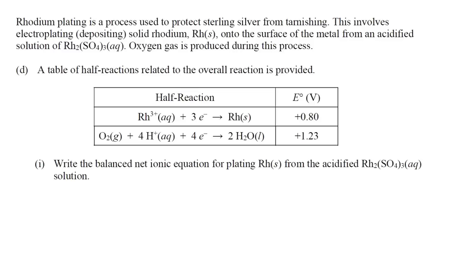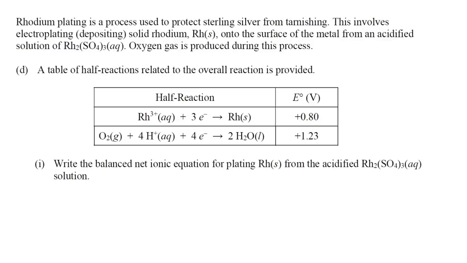So in Part D, a table of half reactions related to the overall reaction is provided. We see one half reaction involving rhodium, and then we see another half reaction involving oxygen. So Part D I says the following: write the balanced net ionic equation for plating solid rhodium from the acidified rhodium sulfate solution.